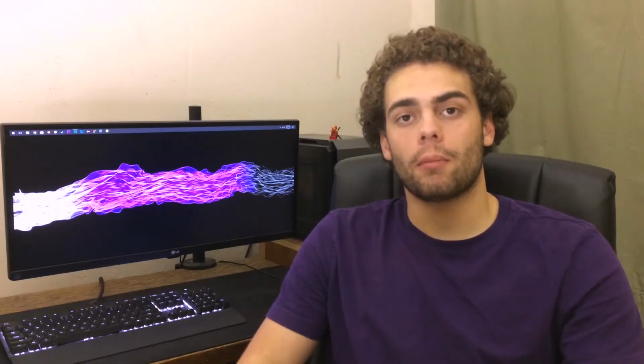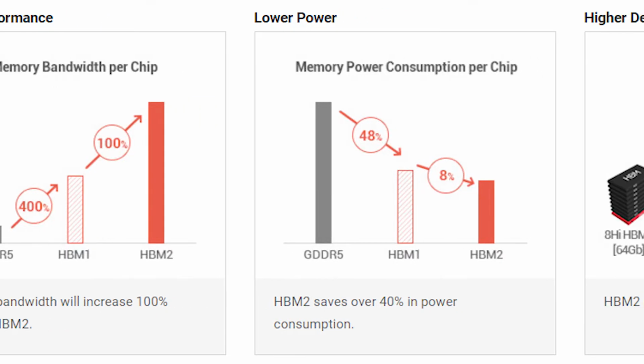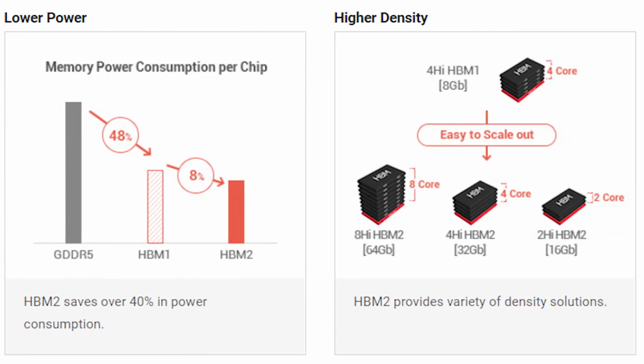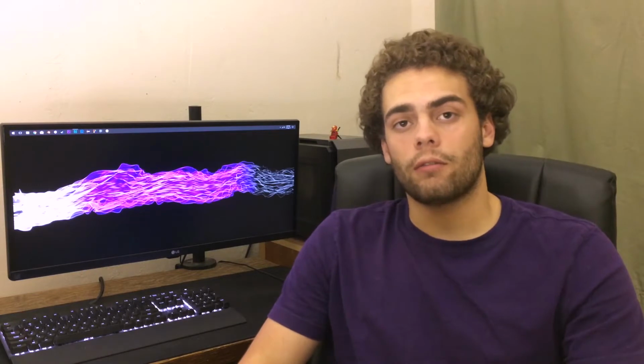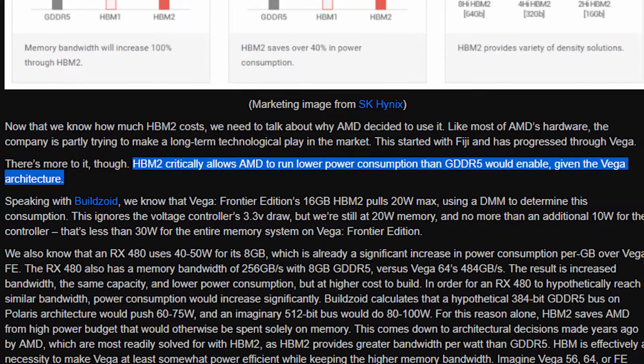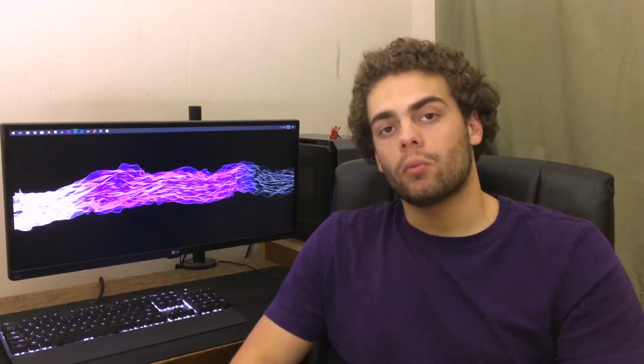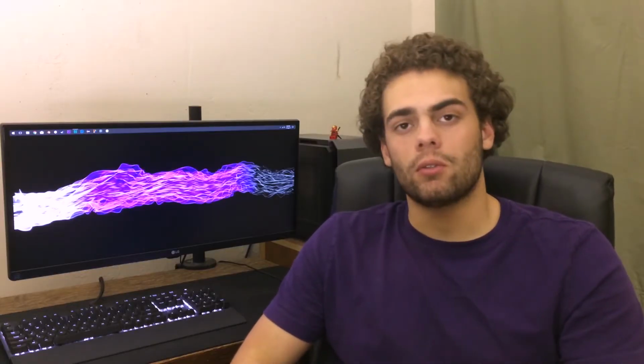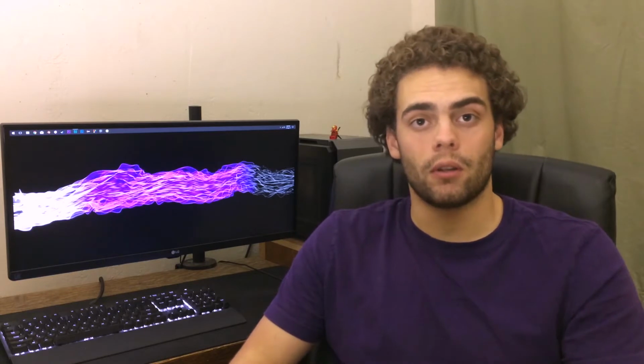It's significantly more power efficient than GDDR5, which means that it can provide the same bandwidth at lower voltage. Vega with GDDR5, which at this point would take tremendous R&D and funding to change, would triple the memory's power requirement. So Radeon was basically forced to use HBM2 by nature of the GPU that they'd created.